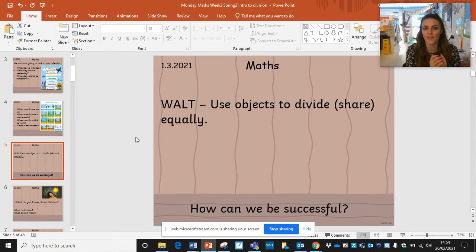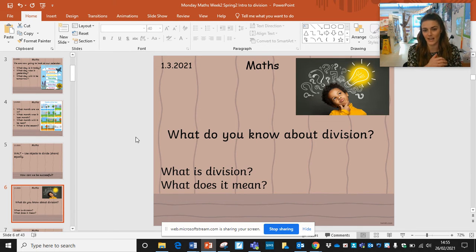So moving on from there, we are learning to use objects to divide, which means share, equally. So how can we be successful? So first of all, we need to understand what divide means and what equally means, okay? So that moves on to my questions now. What do you know about division? So what is division? What does it mean?